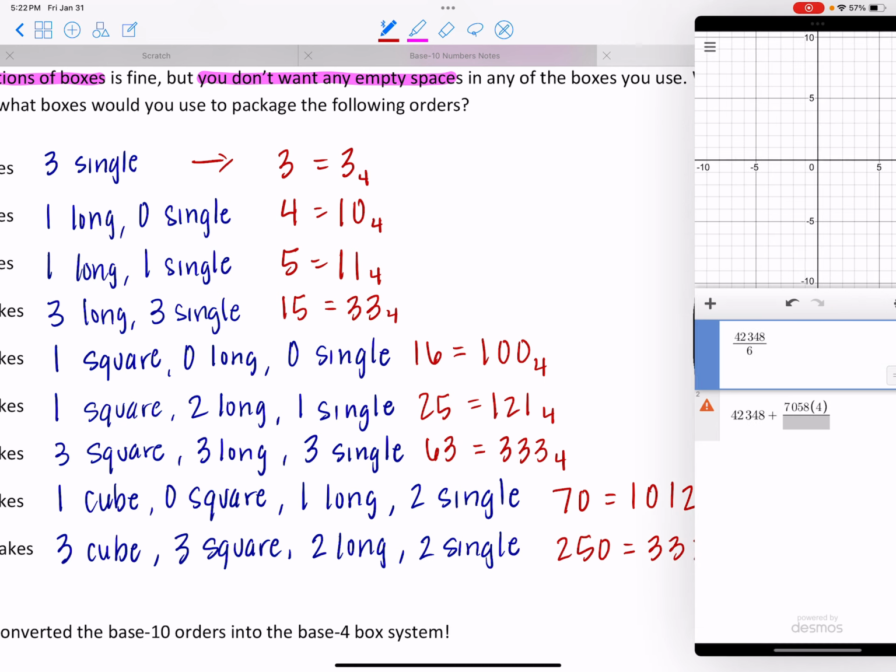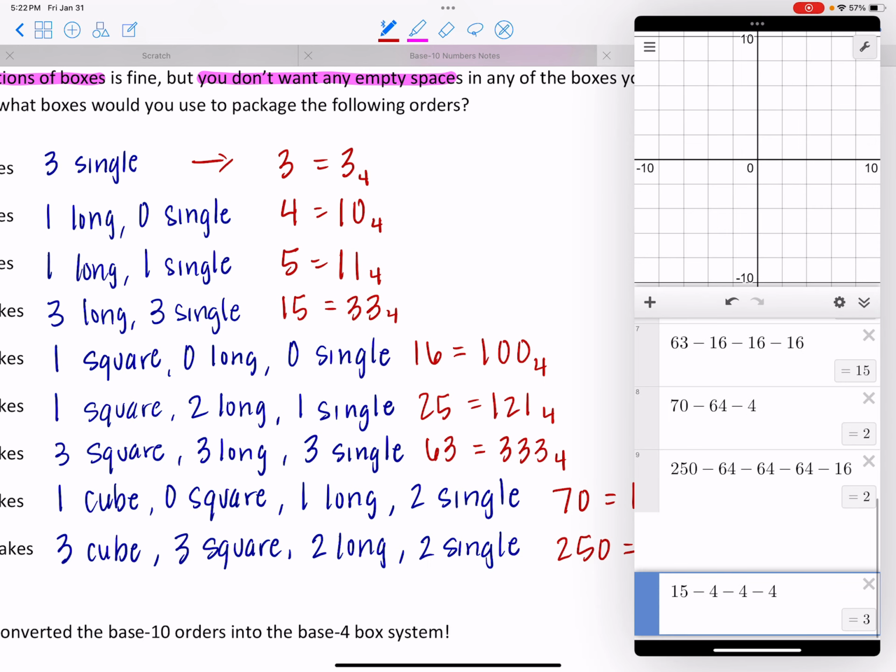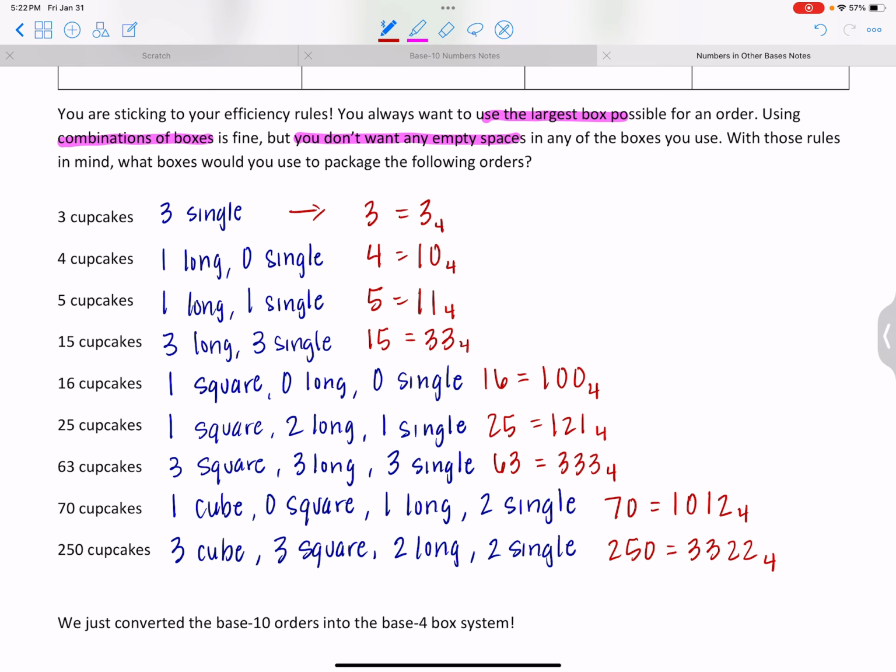So think about that last one. I wanted to see how many groups of 64 were in the 250. So I could have divided by 64 and it would have said 3 with some left over, but that repeated subtraction was the same as division. So hopefully the operations make sense, and at least the idea of packaging would make sense so that you can try to wrap your brain around going from base 10 to another base, or from another base to base 10, making those conversions back and forth.